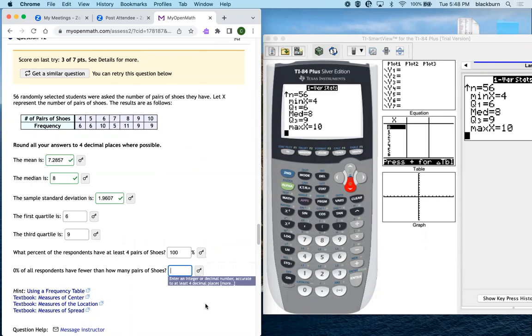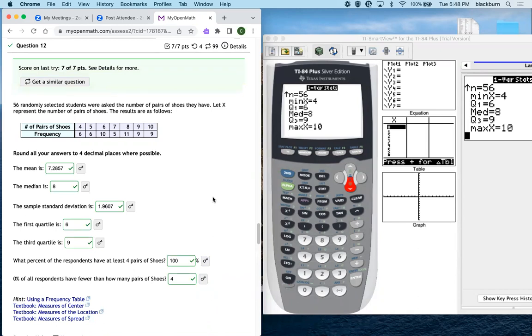0% of all respondents have fewer than how many pairs of shoes? That's 4 again, isn't it? There you go. No one has fewer than 4 pairs. So that's why I put 4 there.